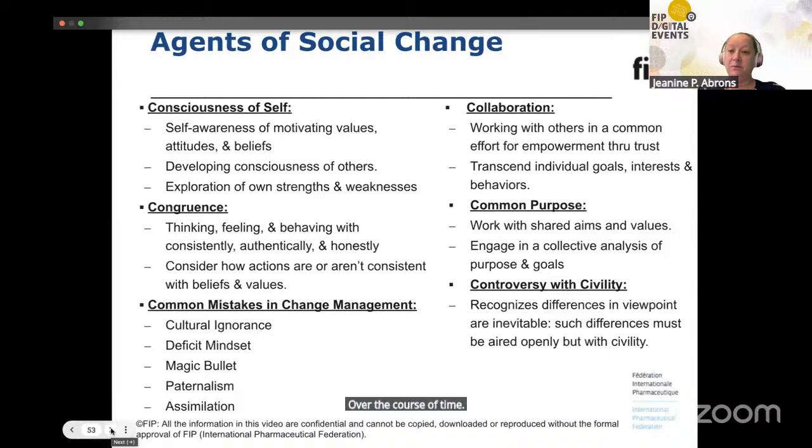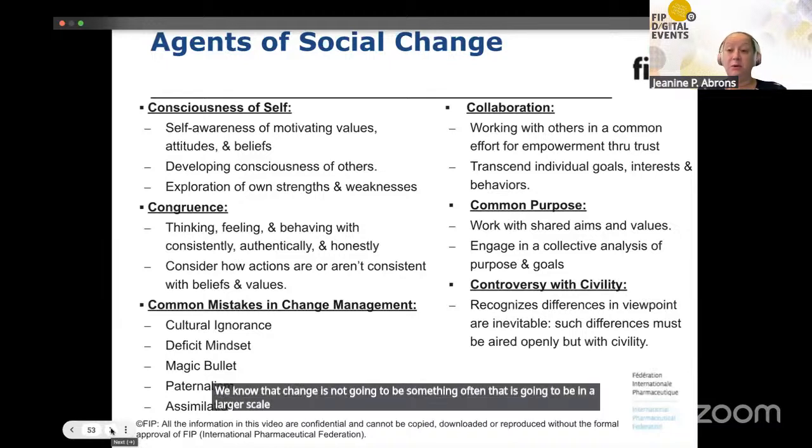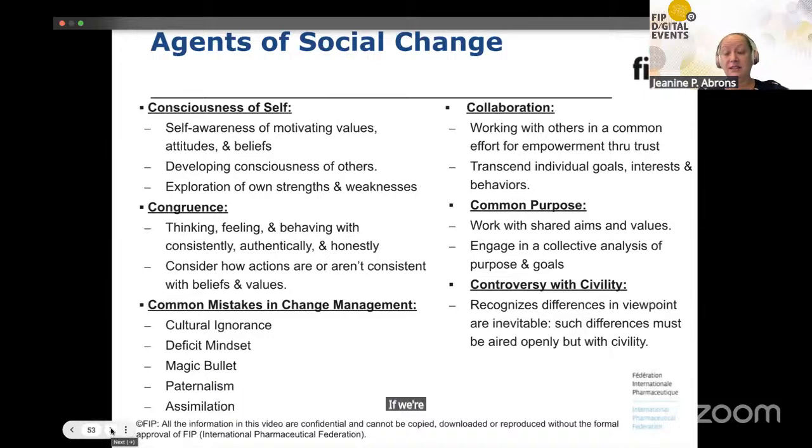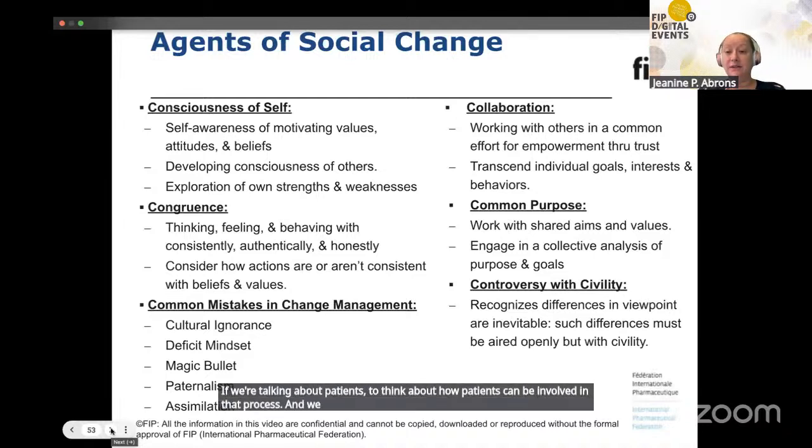We also have to work with a collaborative spirit. We know that change is not often going to be something, on a larger scale, that is just one person. We're going to have to work together to identify others within the profession, outside of the profession. If we're talking about patients, to think about how patients can be involved in that process. And we're needing to empower other individuals so that they can be involved in successfully impacting a change.